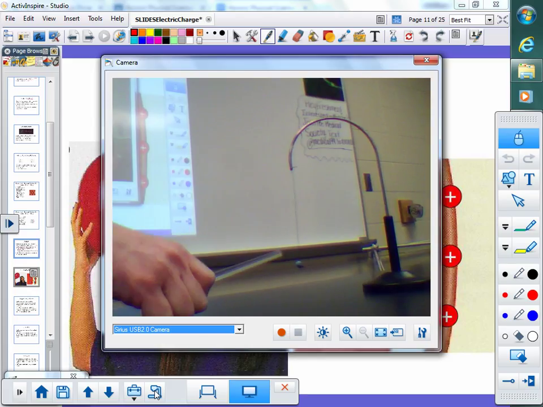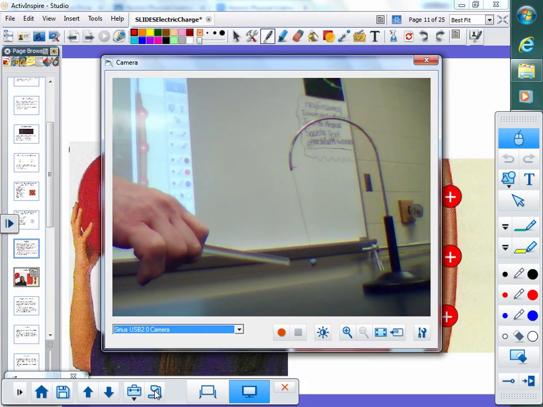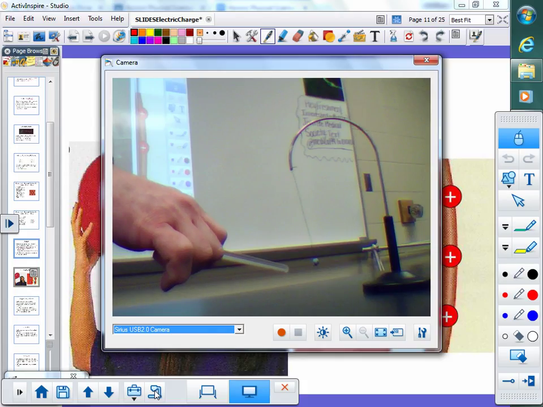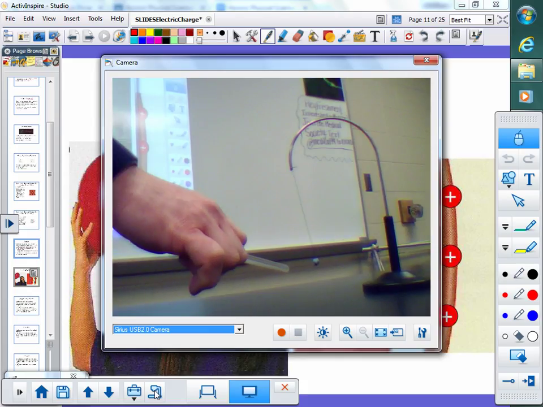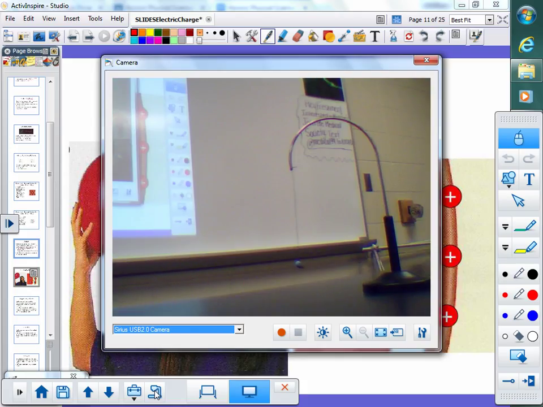If I bring the rod close, those two are attracted until they stick together just like that. But now that they've touched each other, there's another transfer of electrons. If I separate them, now look what happens to the pith ball. What's happening to it in relation to the rod? It's repelling, implying that now they have the same charge.